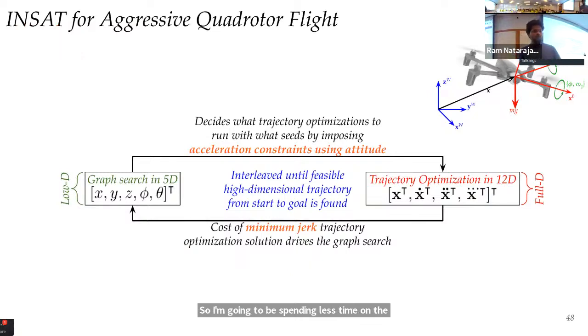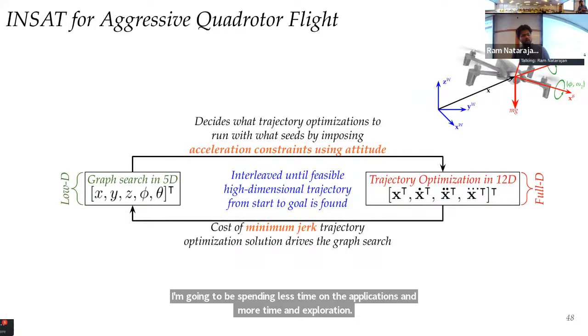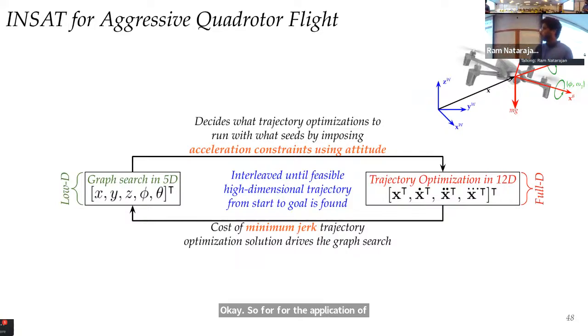Okay, so for the application of quadrotor flight, the same picture that I was showing before, this is how it is going to look like. So you're going to have the differentially flat output space, or just the configuration space of the quadrotor without the yaw angle in your graph search. And in the full dimensional space, you're trying to find the minimum jerk trajectory here. So you have these derivative variables in the full dimensional space.